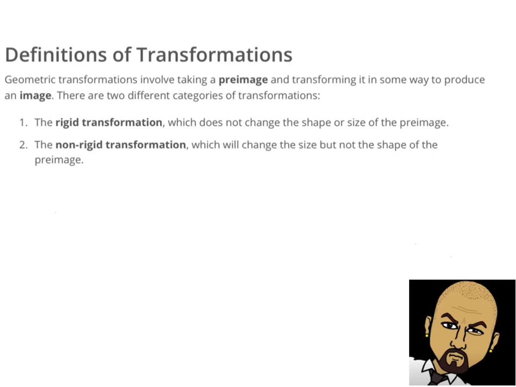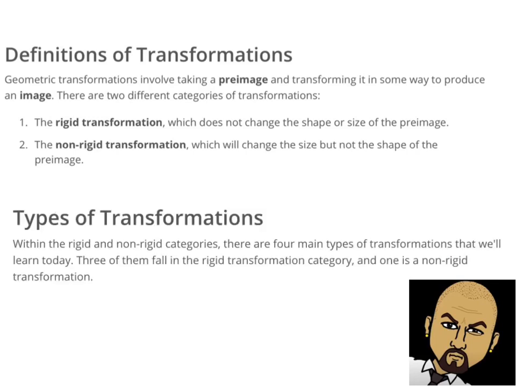A rigid transformation does not change the size or shape of the pre-image. In other words, it's the same area, same sides, or the same length, same angles, interior angles. While a non-rigid transformation will change the size of the image, the pre-image, but not the shape of it. Okay. Now, again, we have the two types, rigid and non-rigid.